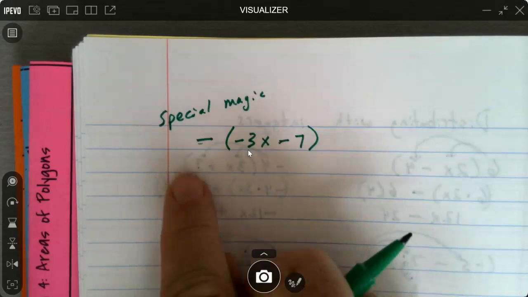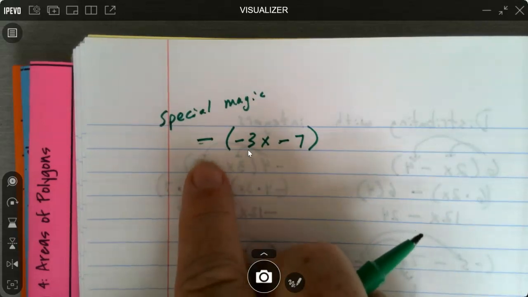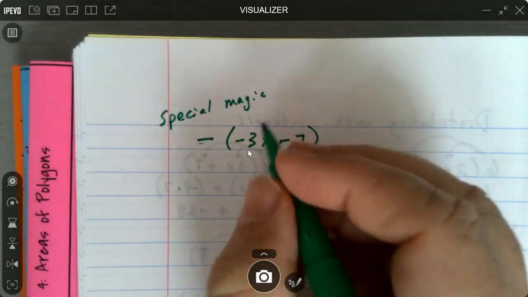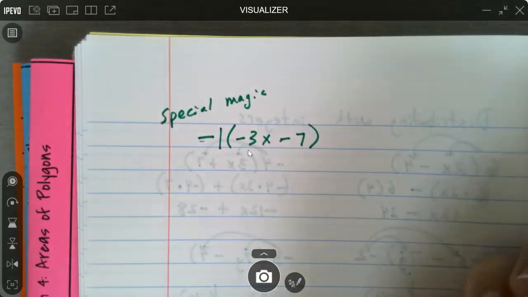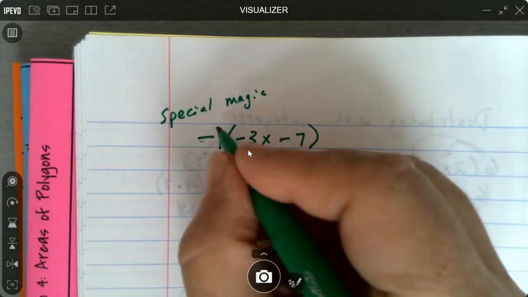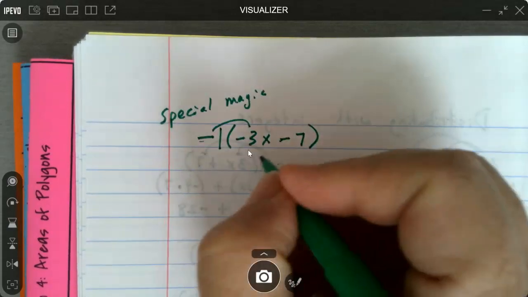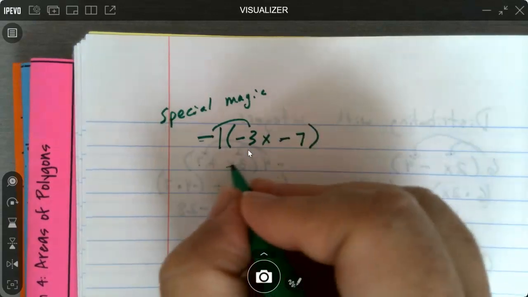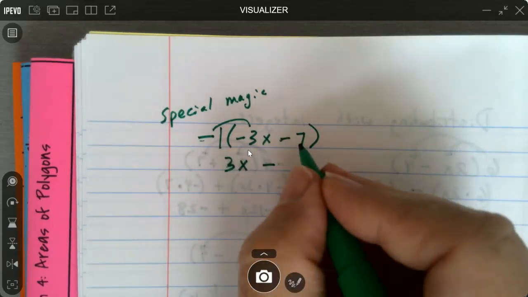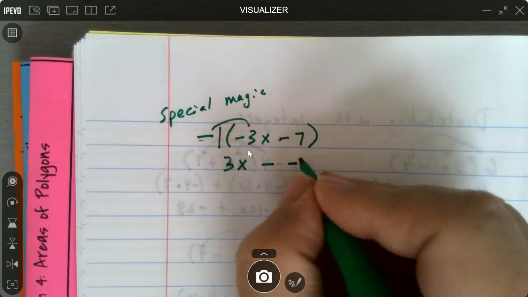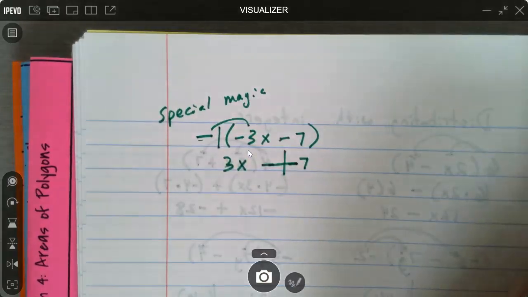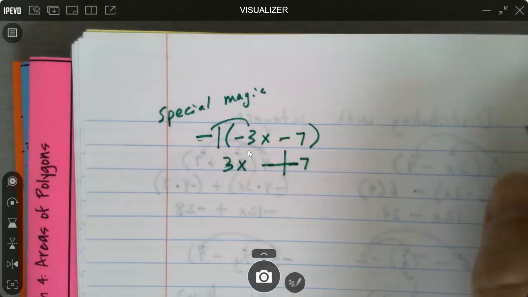You guys are used to seeing something like this outside, and it means opposite of. I could also do it this way. I could say, well, that's the same thing as having a negative 1. So if I did negative 1 multiplied by negative 3x, negative negative means positive. Drop the minus. Negative 1 times 7 is negative 7. Big plus. So 3x plus 7. Okay.